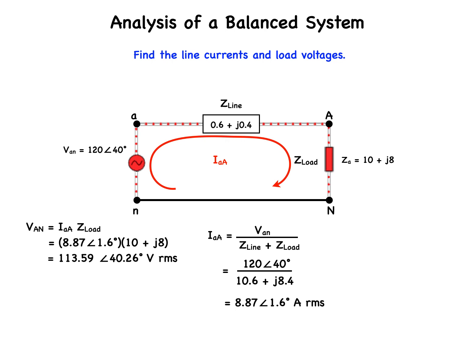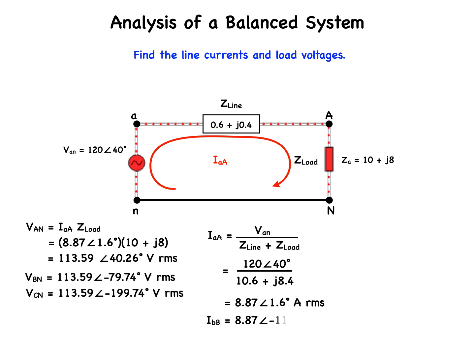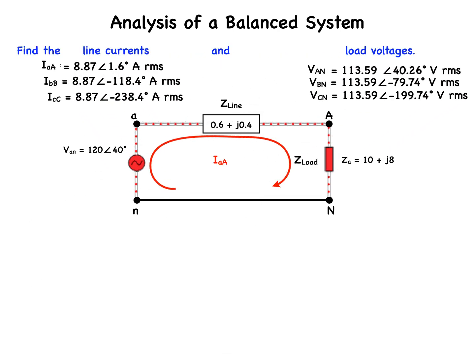The voltages and currents results for the other two remaining phases are the same magnitude as the A phase, but plus or minus 120 degrees apart from their voltage and current counterparts. And this is what we set out to do in the first place, so we are done.